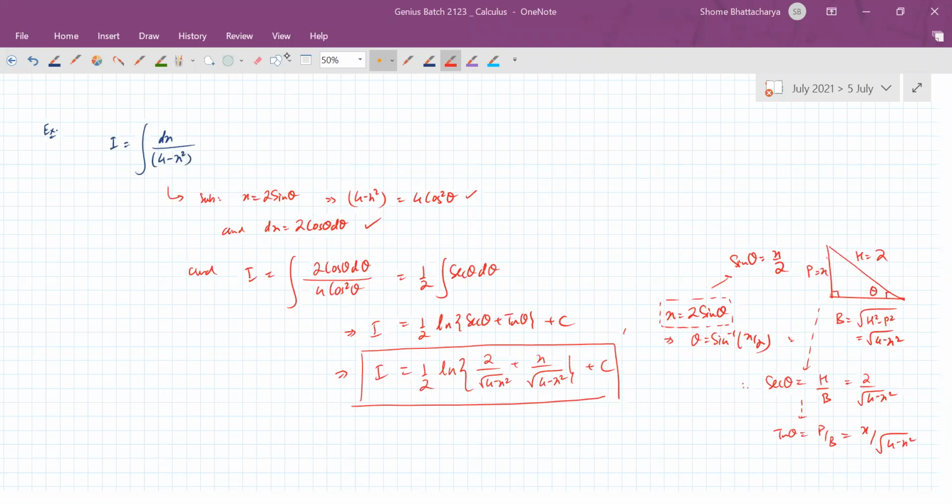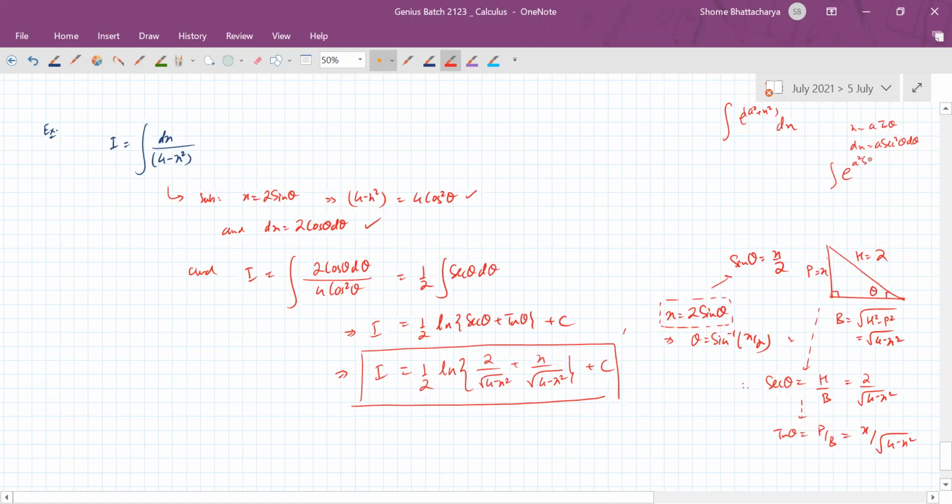Sir, what if we had e to the power a square plus x square? That wouldn't really help, because the thing is, see, we could substitute. Let me think. Wait. E raised to the power a square plus x square dx, no? So here if we substitute x as a tan theta, for example, so dx becomes a sec square theta. So this doesn't really help.